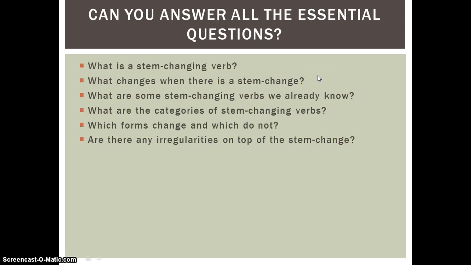So, thinking back, can you answer all of the essential questions? Can you define what a stem-changing verb is, where the stem change occurs? Can you tell what some stem-changing verbs are? Can you list them? Can you identify the categories? Can you identify which 2 forms do not stem change? And are there any irregularities?